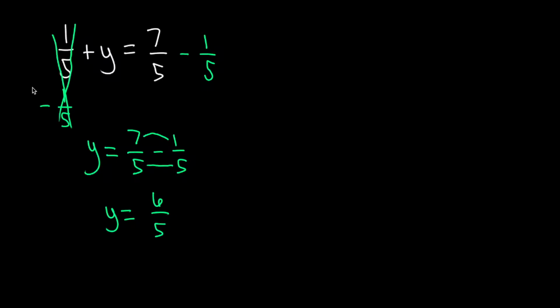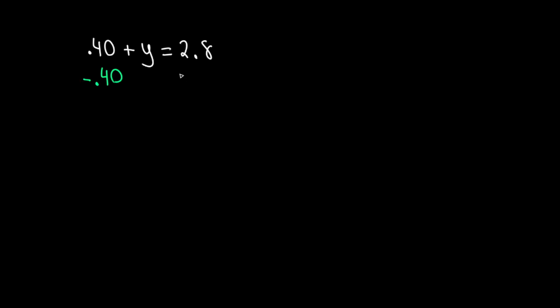Let me erase this. About 0.40 plus y equals 2.8. We want to know what y is. So we have to get y alone. So we have to get rid of this positive 0.40. And in order to do that, we're going to have to subtract it out.